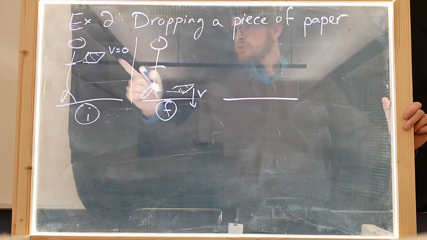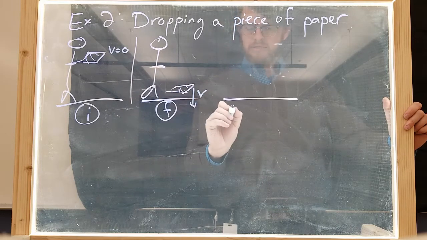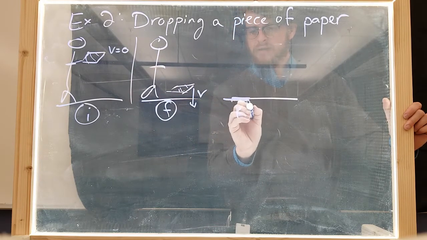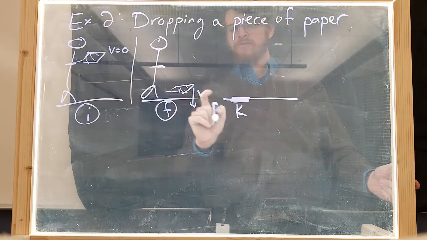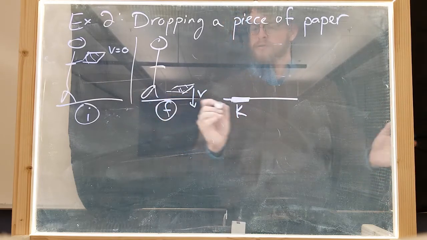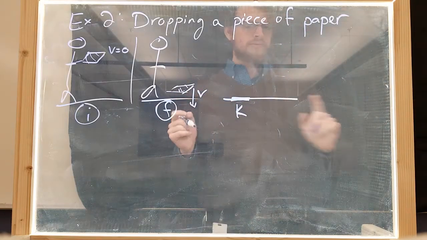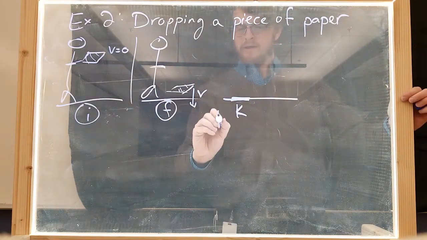So initially, I don't have any velocity, so kinetic energy is 0. You might have just left it off your diagram, and that's okay. But I know that later I'm going to have it on my final diagram, so I'm going to put it on both, and you should always put it on both. If the energy shows up on either initial or final, put it on both.